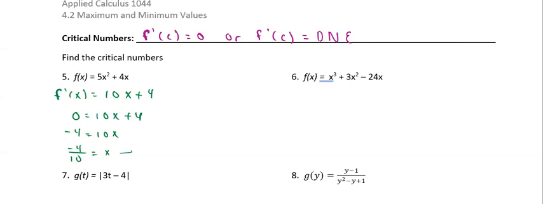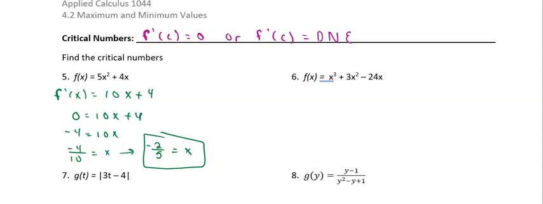Now we should simplify that. So that will be negative 2 over 5 is equal to x. That means that our critical number is negative 2 over 5. It also means this would be our only critical number because it is a continuous function. There is nowhere that the derivative does not exist. So our critical number in this case would be negative 2 over 5. Let's try the next one.